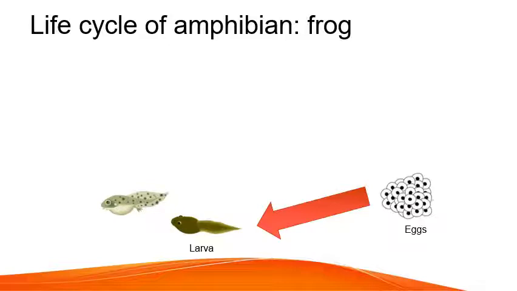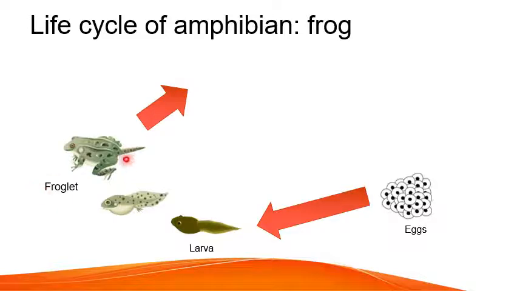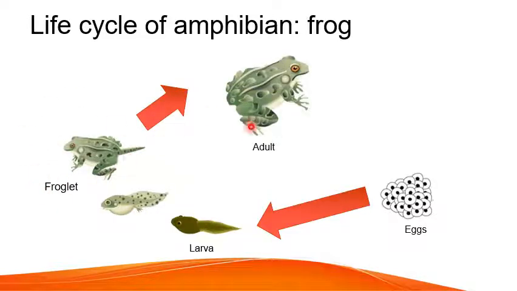Next, it grows. You can see that it's still a tadpole, but there's legs coming out. So this is the larva tadpole growing up. It will then grow up until there are 4 legs, and it still has this tail. So it's between an adult frog and a tadpole, that's why they call it a froglet. And then when the froglet grows up even more, it will become an adult. And then the adult will lay the eggs.